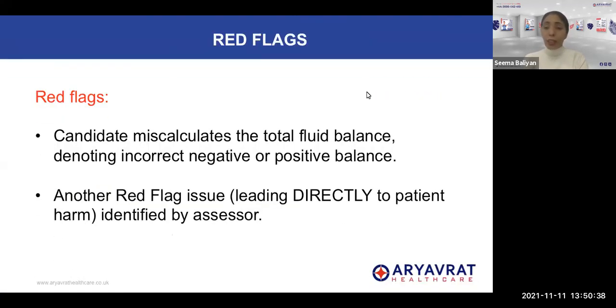Now the red flags are the points where, if you are not doing them correctly, they will result in a failure. The red flags for this station are, first, if you miscalculate the total fluid balance, denoting an incorrect negative or positive balance, which I'm sure all of you will understand. And another red flag is if your assessor notices, while doing the assessment, some issue which would have directly harmed the patient. So these are the two red flags for this station.